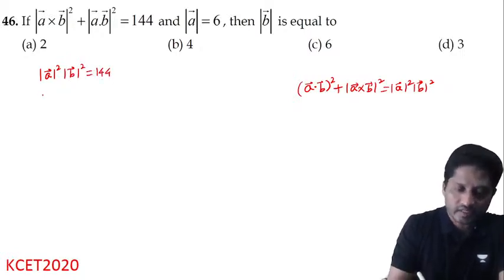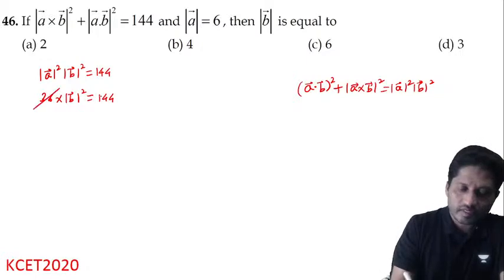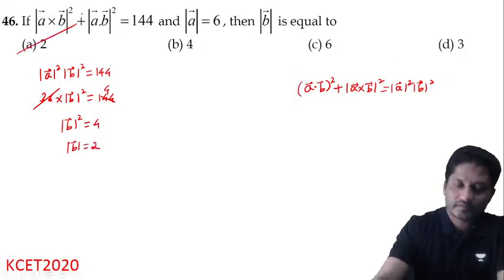Mod A is equal to 6, right? So you get 36 into modulus of B the whole square is equal to 144. This will cancel 4 times. Modulus of B the whole square is 4. Mod B is equal to 2. Answer is option A. Let's move to the next question.